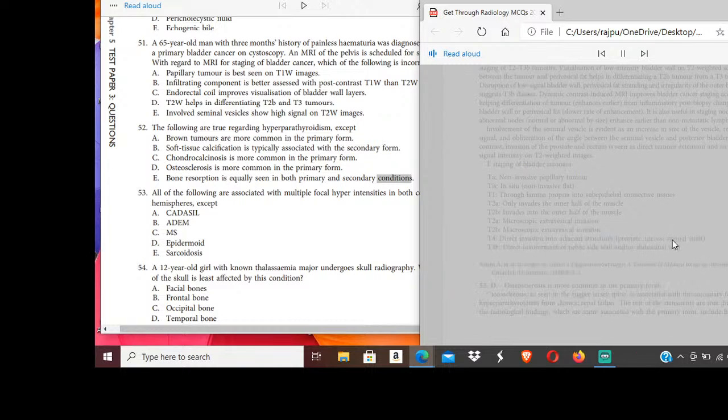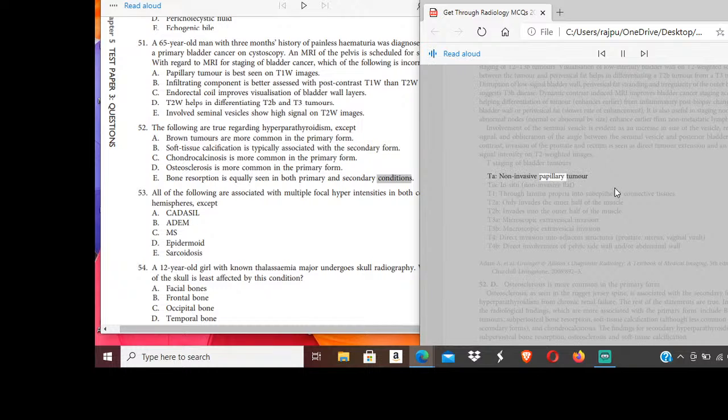TA, non-invasive papillary tumor. TIS, carcinoma in situ, non-invasive flat. T1, through the lamina propria into subepithelial connective tissues. T2A, only invades the inner half of the muscle. T2B, invades into the outer half of the muscle. T3A, microscopic extravesical invasion. T3B, macroscopic extravesical invasion. T4, direct invasion into adjacent structures, prostate, uterus, vaginal vault. T4B, direct involvement of pelvic side wall and/or abdominal wall.